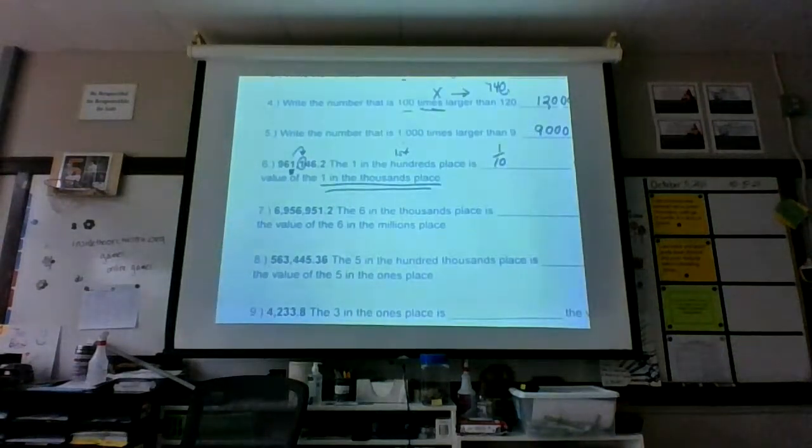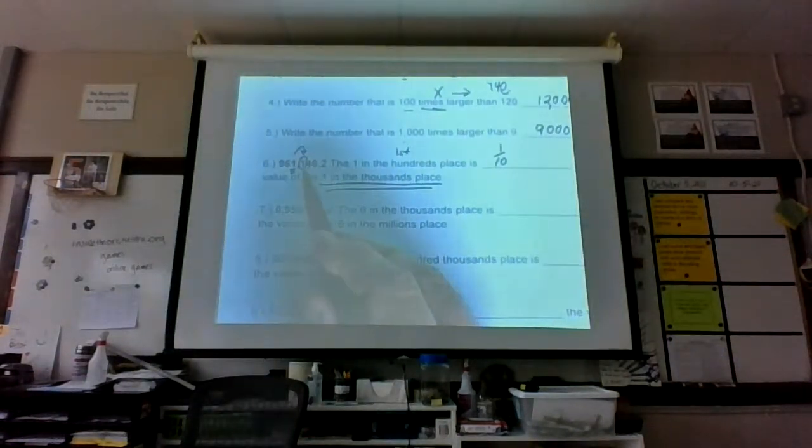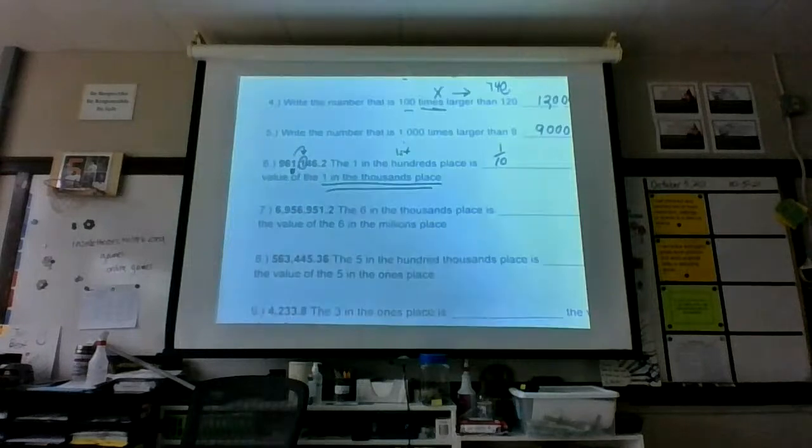And it makes sense, right? Because if you had 100, how many hundreds does it take to equal 1,000? 10 of them, right? So 100 is 1/10 of what it takes to equal 1,000.